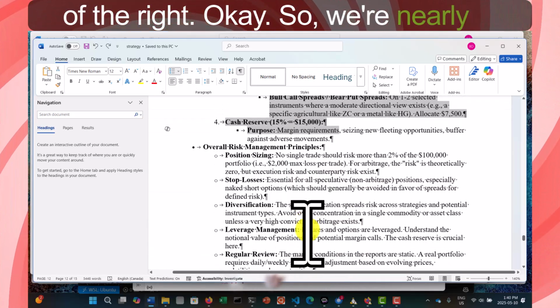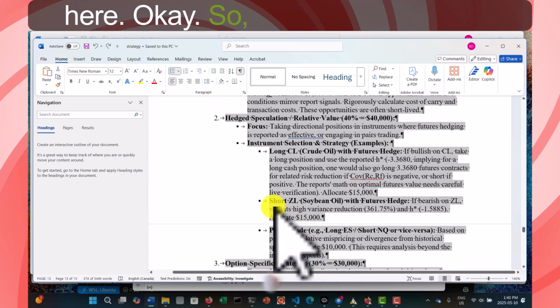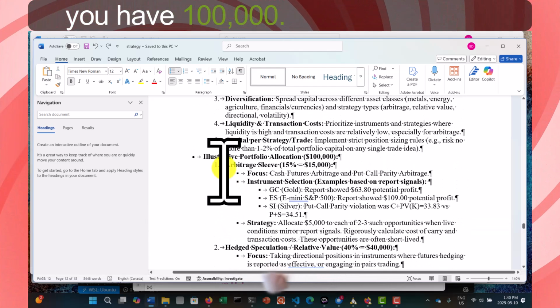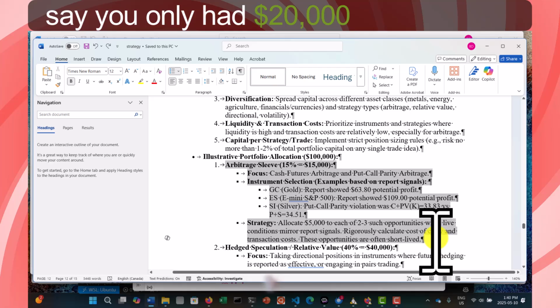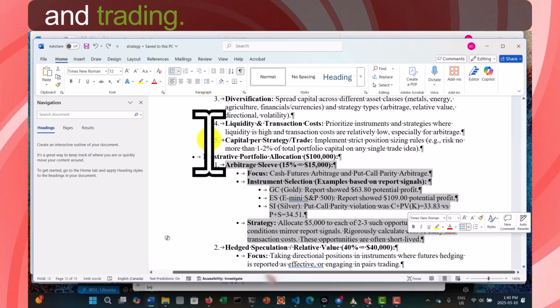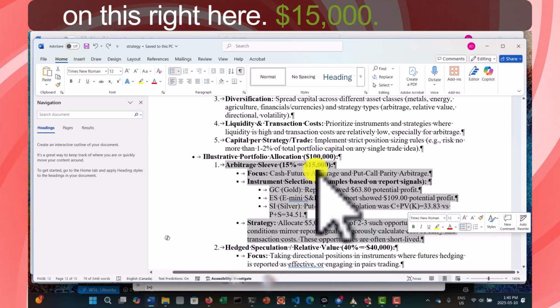So we're near the end here. This is what you do if you have $100,000. So let's say you only had $20,000 to your name and trading. Maybe you could just focus on this one right here, $15,000.